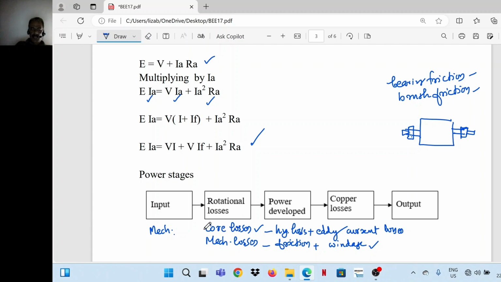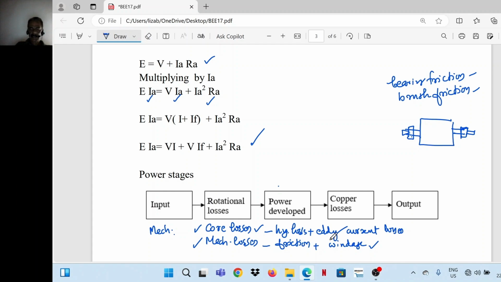So from input, these losses are met and the remaining only is the power developed, the electrical power developed by the armature. So input is mechanical. From input, these losses are met, the rotational losses. It's called rotational losses because when the armature is rotating, only then can these losses happen.